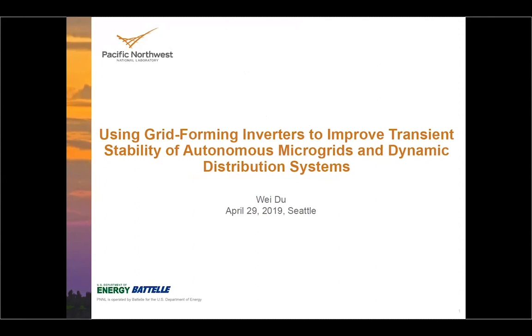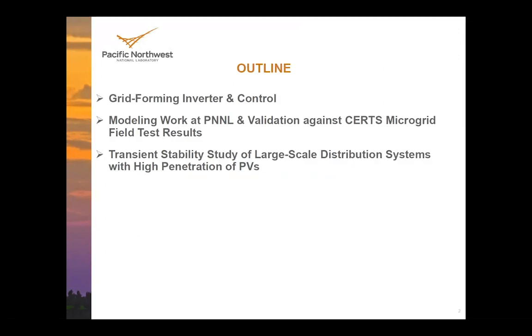Today my topic is using grid-forming inverters to improve transient stability of autonomous microgrid and dynamic distribution systems. I will first briefly introduce the grid-forming inverter concept and its relevant control. Then I will talk about the modeling work at PNNL and how these models are validated against the SOURCE microgrid field test results. Then I will use a case study to show how the transient stability of large-scale distribution systems can be improved with these distributed PV grid-forming inverters.